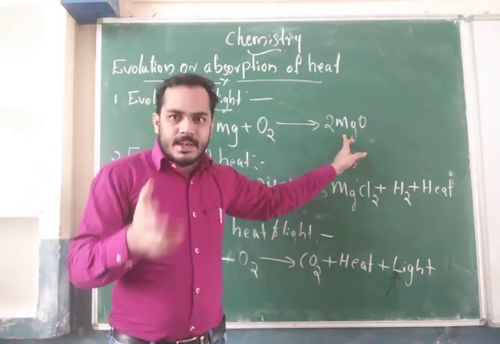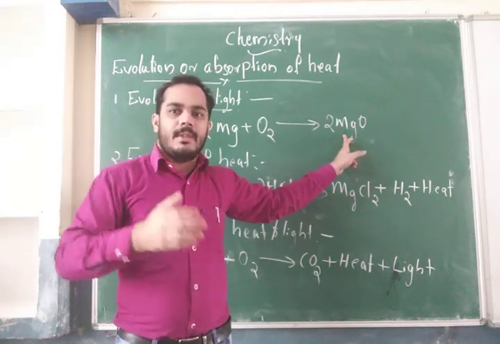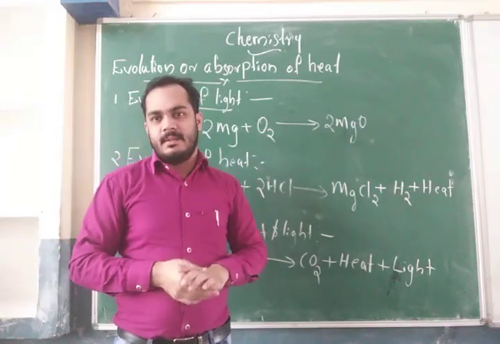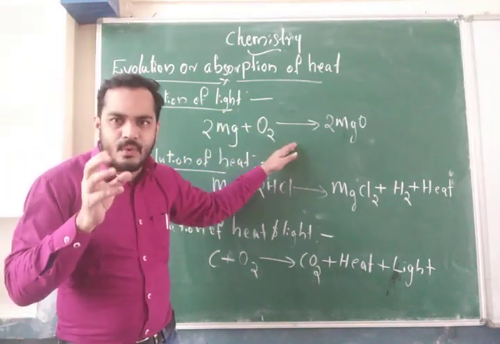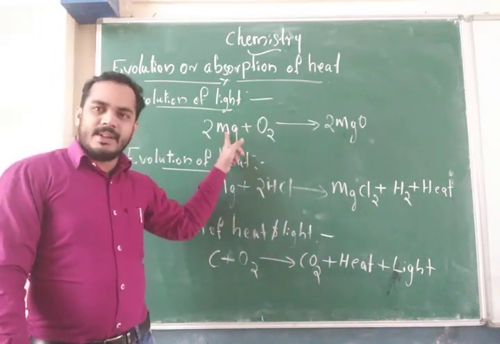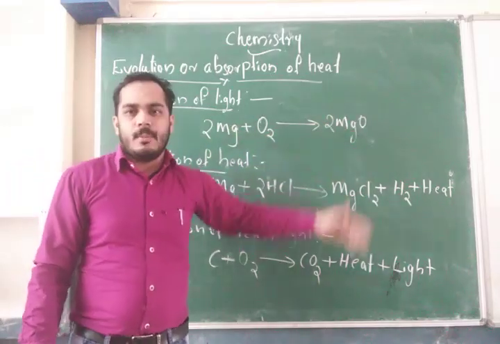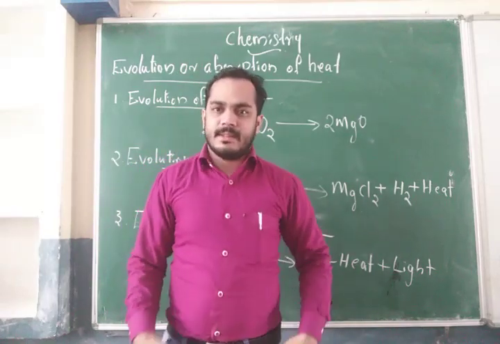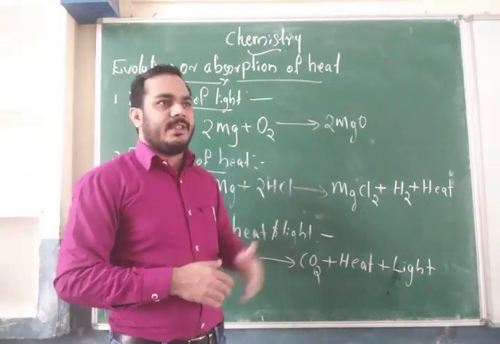By the production of the product magnesium oxide, it is easy to identify the color and the light energy produced in this chemical reaction. That's the first one, evolution of light. So which energy is formed? Light energy. The reactants, magnesium and oxygen, react together to form magnesium oxide with a dazzling light flame. So this example is the evolution of light energy.